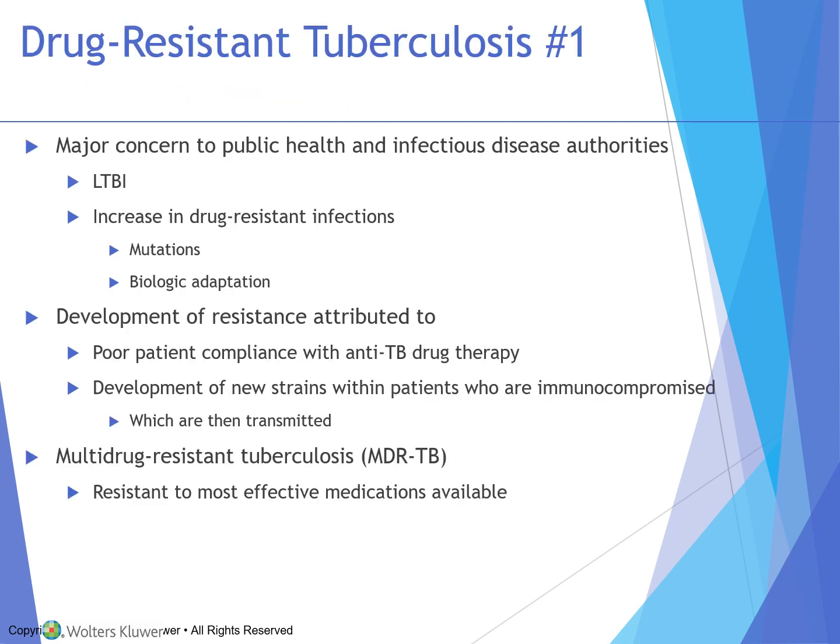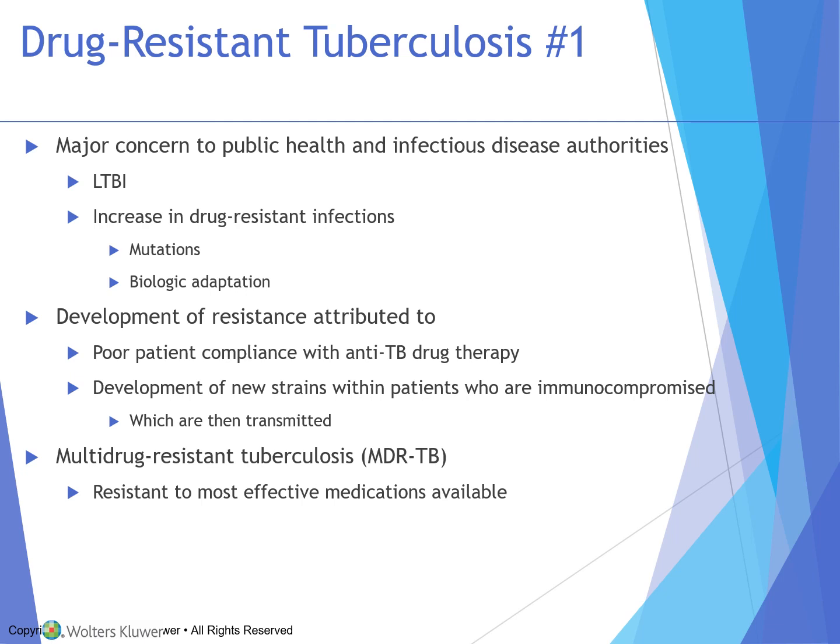Now, drug-resistant tuberculosis, and of course it is a concern to public health because now we have this disease that affects about a third of the world, and it could become resistant to drugs. It has actually become resistant to drugs. So it could be because of mutations or biological adaptation of the bacteria, okay?